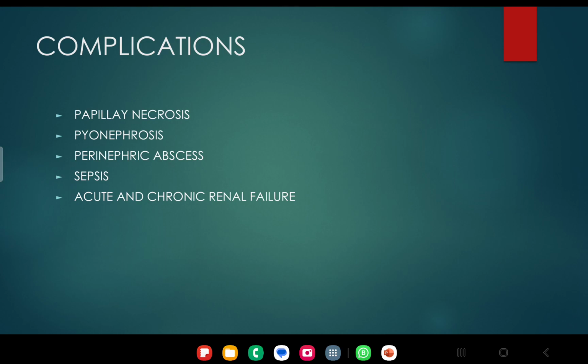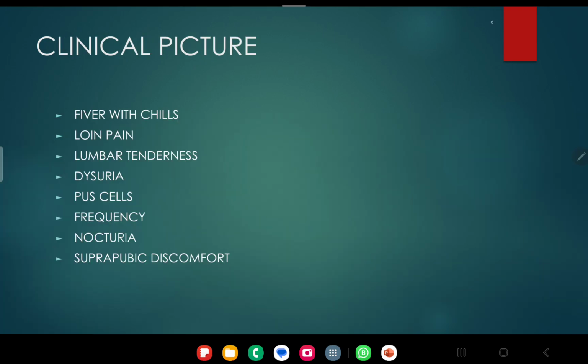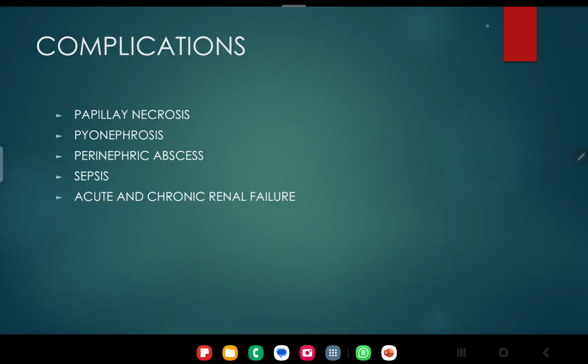Now what are the complications? The first complication with acute pyelonephritis is papillary necrosis. This is not a severe complication of acute pyelonephritis. Necrosis is severe, but what I mean is that it is not primarily associated with the disease. Papillary necrosis is caused mainly by analgesic abuse nephropathies.